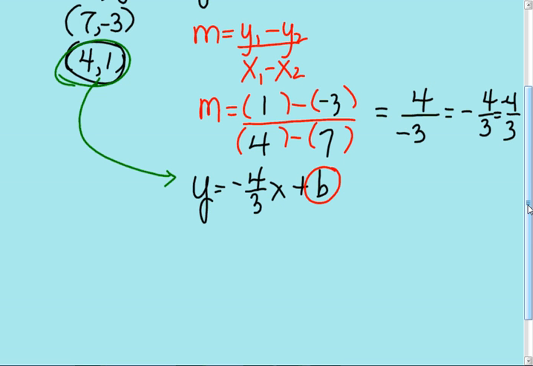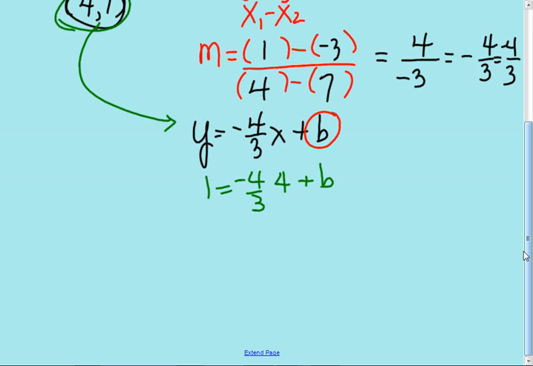So y is which one? 4 or 1? 1. Is it easy to mix it up? Okay, Zach, what do I put in for x? 4. Now, do you guys remember how to multiply fractions? Here's the problem. We have to know fractions.